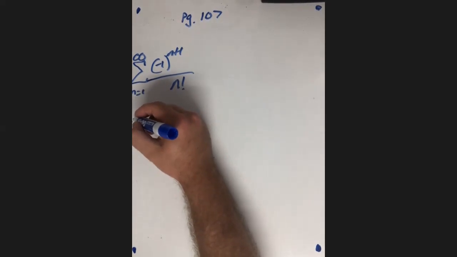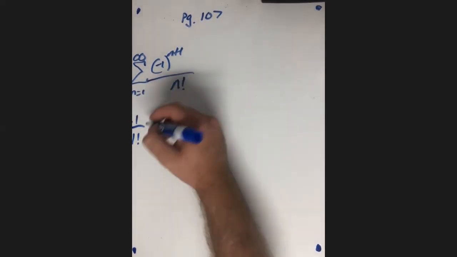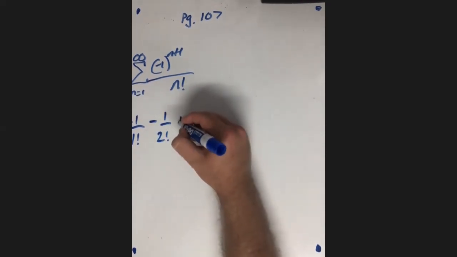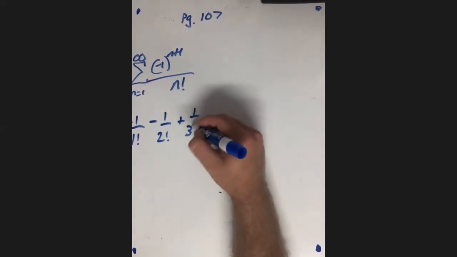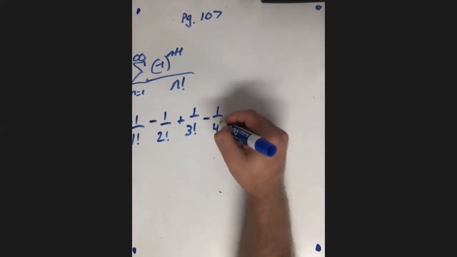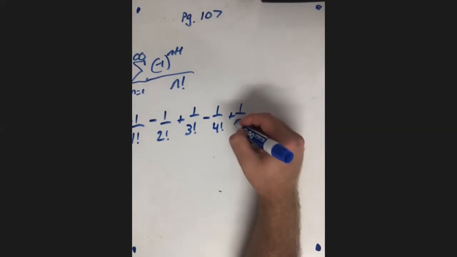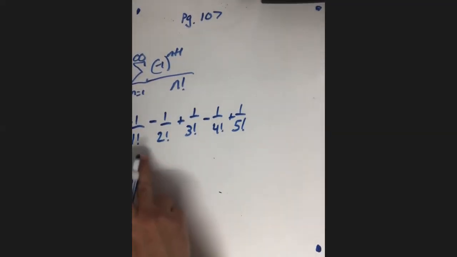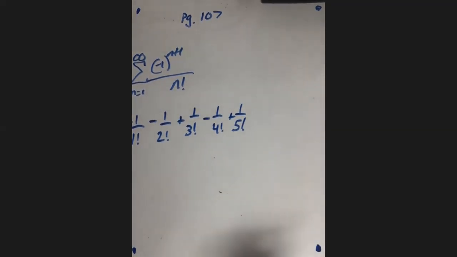So when I plug in a 1, I'm going to get 1 over 1 factorial, then -1 over 2 factorial, then positive 1 over 3 factorial, then -1 over 4 factorial, positive 1 over 5 factorial. The question asked you to use your first 5 terms. That's why I did 5 terms, okay?